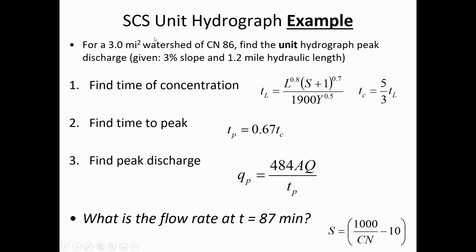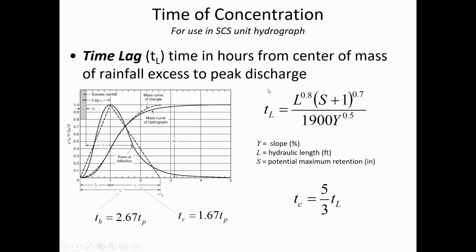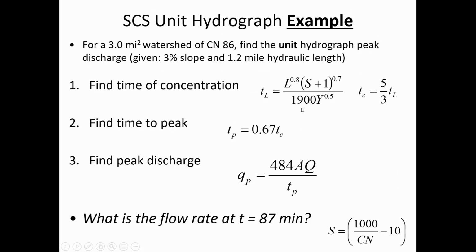So the area of the watershed is 3 square miles, the curve number is specified as 86, and we want to find the unit hydrograph peak discharge. So for a unit of rainfall excess, what would be the flow rate that comes out of this watershed if we have a 3% slope and the length is 1.2 miles. Now remember, the length needs to be in feet. Since we're given the length in miles, you'll have to convert it to feet, because there's 5280 feet in a mile, so 1.2 times that will give you L.